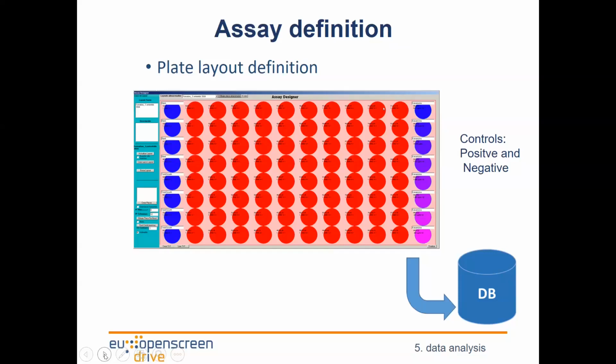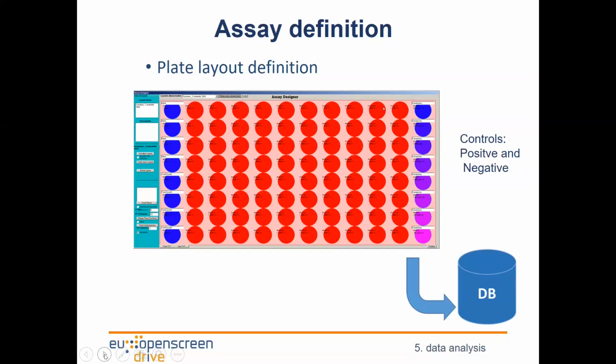We try to avoid the borders of the plate, because if we have some border effect, the controls would be affected and give us problems when we evaluate all of the samples and when we determine the parameters that we mentioned before, like the Z factor or the coefficient of variation. Once we define this plate layout, all of the data that we obtain from this plate layout are uploaded in the database.